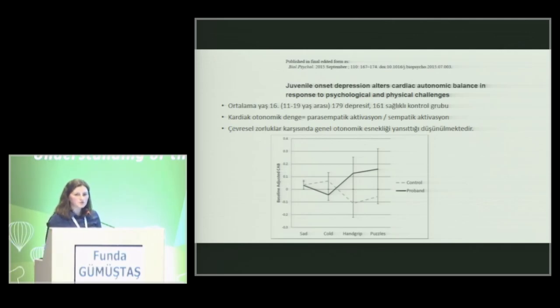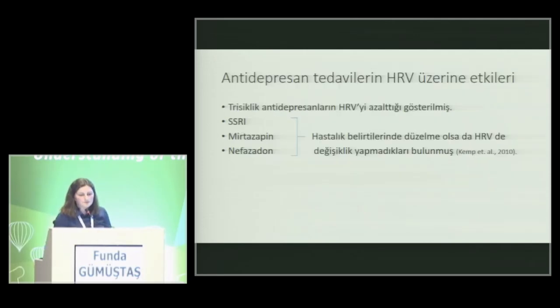Cardiac autonomic balance is calculated with the formula that you can see on the slide. A couple of tests have been implemented. Sad movies were shown, a shaking hands test was done, and puzzles which could not be solved were given to the test samples. The cardiac autonomic balance increased on the verge of parasympathetic activation, so the balance was impaired, especially when they couldn't solve the puzzles.